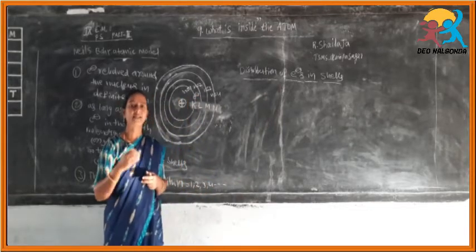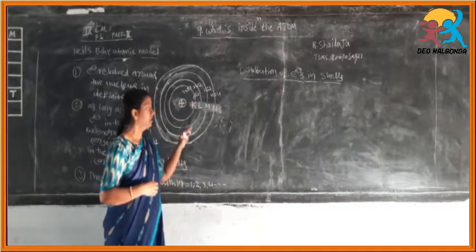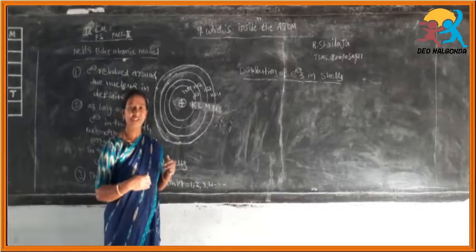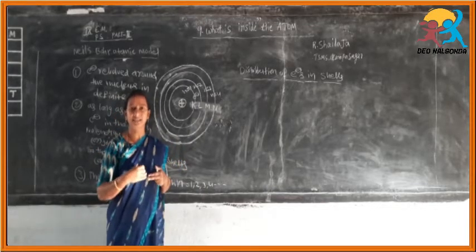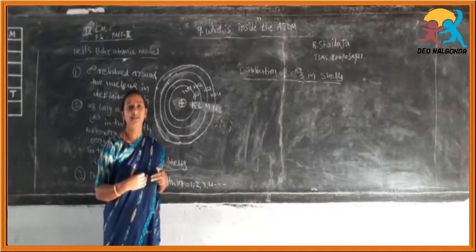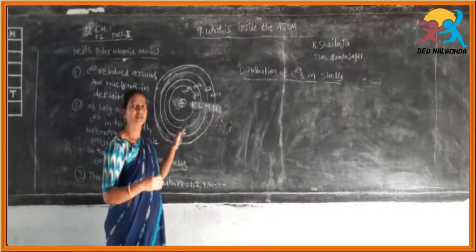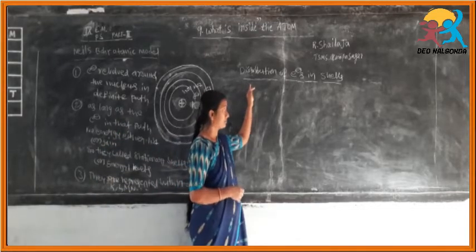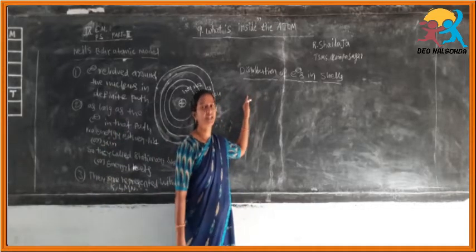Next, protons are settled at the center of the atom. Electrons are distributed in the shells. First shell, second shell: K, L, M, N shells are there. In those shells only, electrons revolve around the nucleus. So how are electrons distributed in the shells?